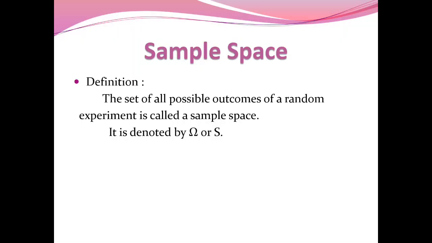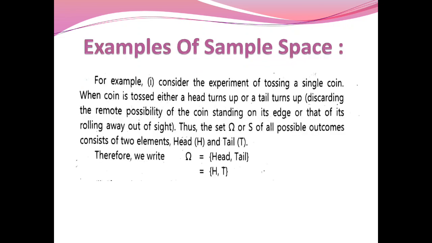My today's topic is sample space, which is the point of probability. The definition of sample space is the set of all possible outcomes of a random experiment is called a sample space. It is denoted by omega or capital S.